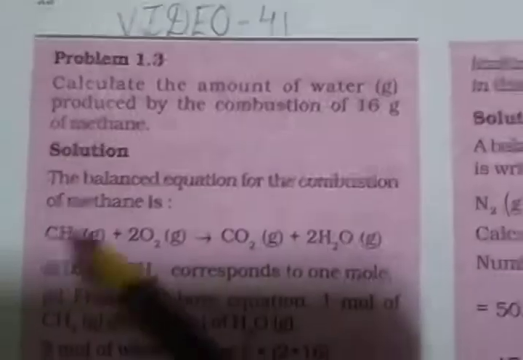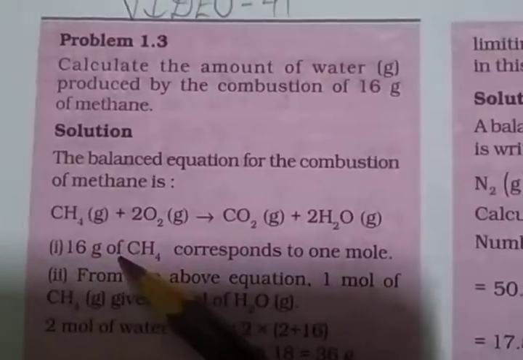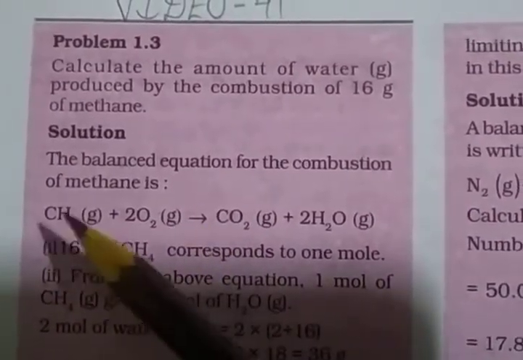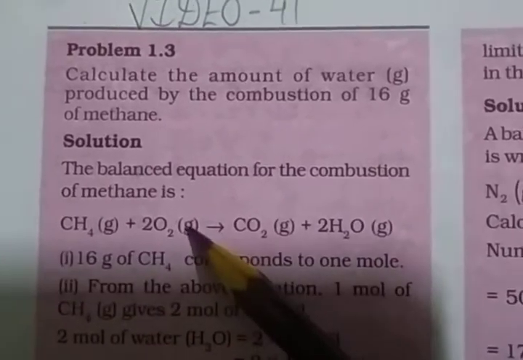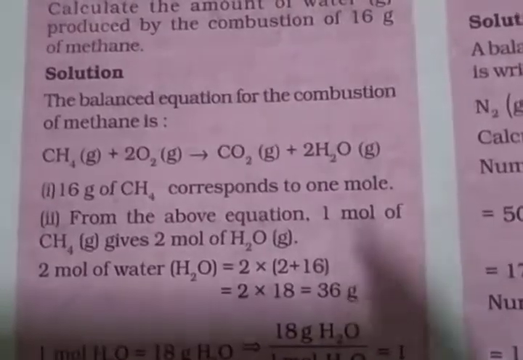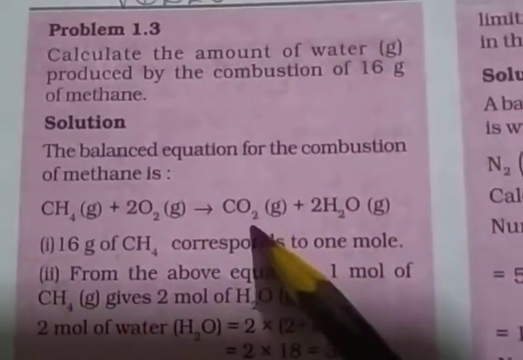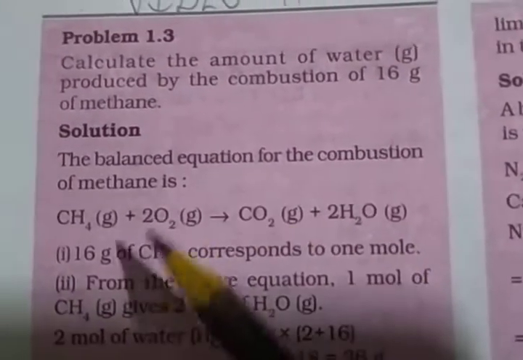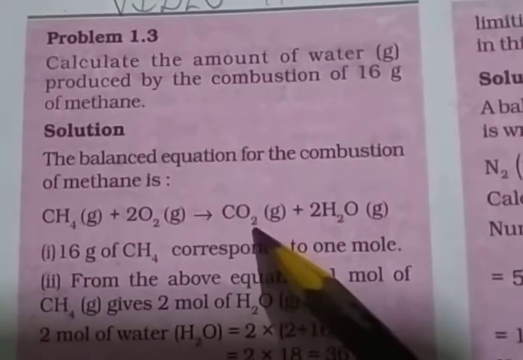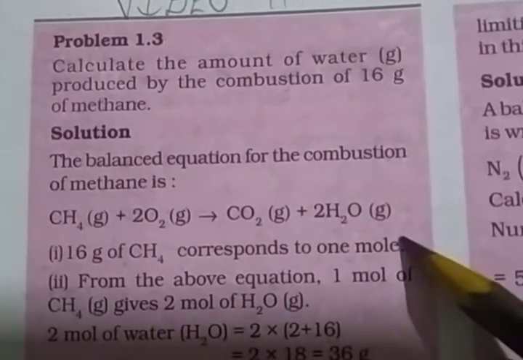Methane formula is CH4 gas. Combustion means burning of the methane in the presence of oxygen. So 2O2 gas converts into carbon dioxide and water. So CH4 plus 2O2 gas converts into CO2 gas and 2H2O gas.